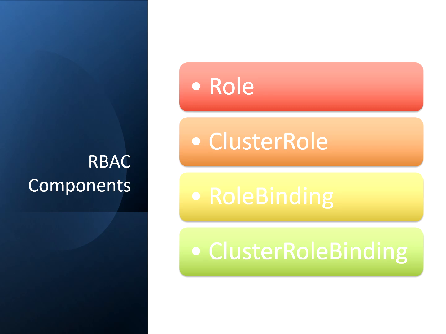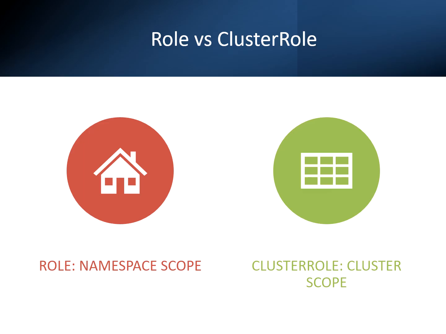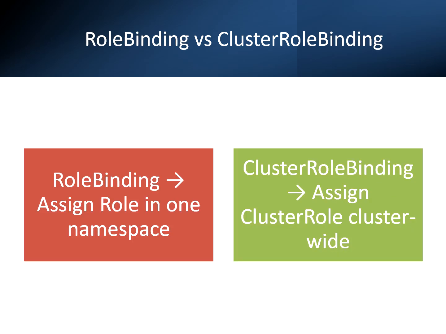Role binding is who will use it. A role binding connects a role to a user, group, or service account. Cluster role binding works exactly the same way. The only difference is that instead of assigning a namespace role, it will assign a cluster role, and those permissions apply across the entire Kubernetes cluster. Let's understand the difference. Role is namespace scope and cluster role is cluster scope. Role binding assigns a role in one namespace, and cluster role binding assigns a cluster role cluster-wide.